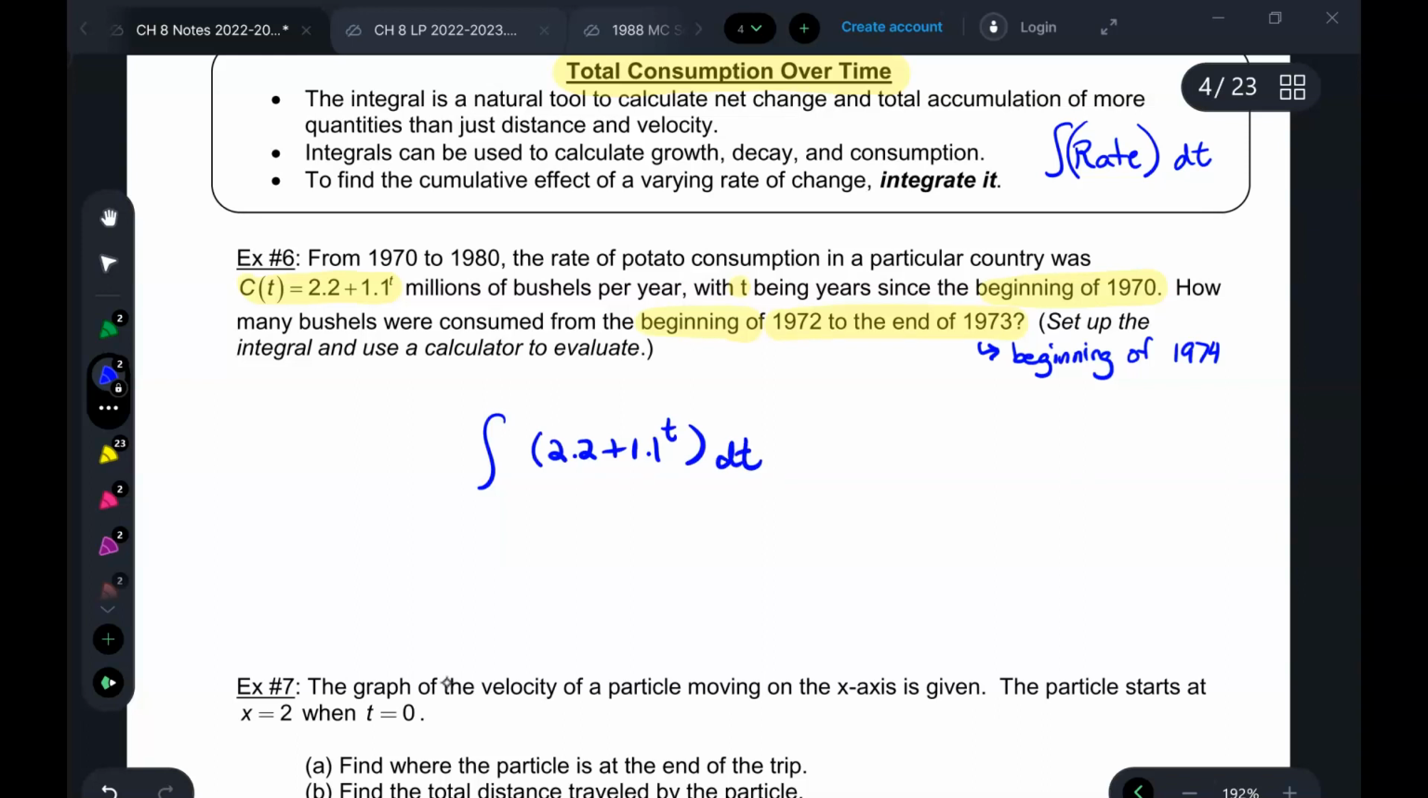We just need to figure out the limits of integration. So think 1970 would be when t equals 0. So what are our limits going to be? 2 to 4. Because that's what I wrote here. This is the beginning to the end. So really that's 2 years, right? So if we're starting at the beginning here.